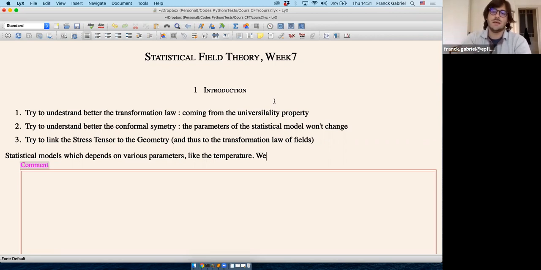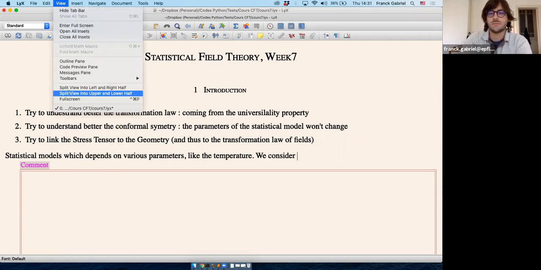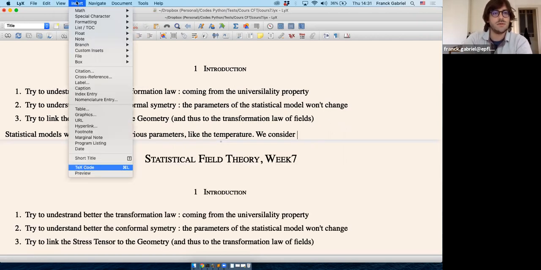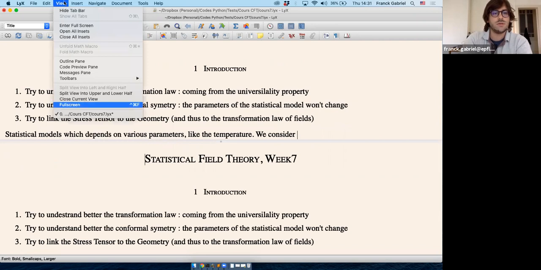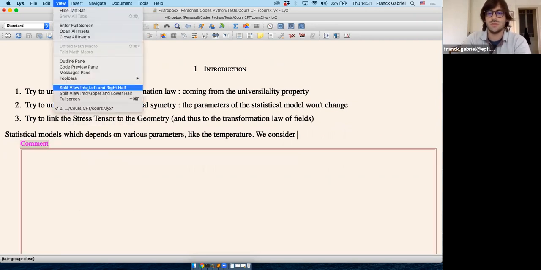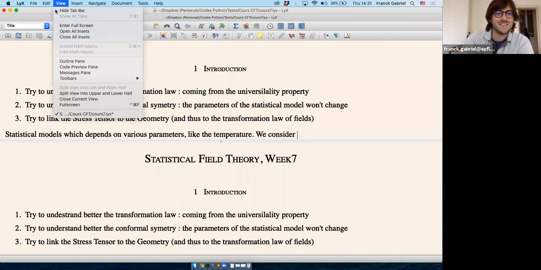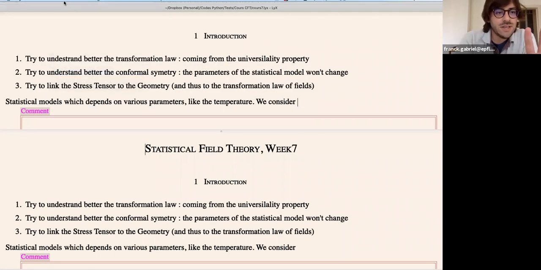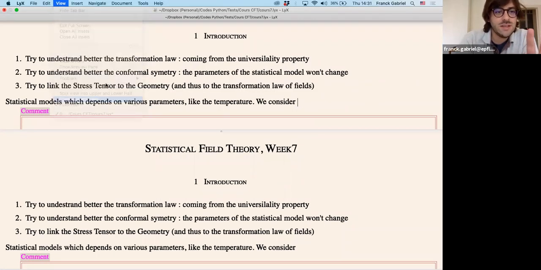they have a, oh yeah, usually I do this, sorry. View, close. So, okay, I will manage, close current view, and split.